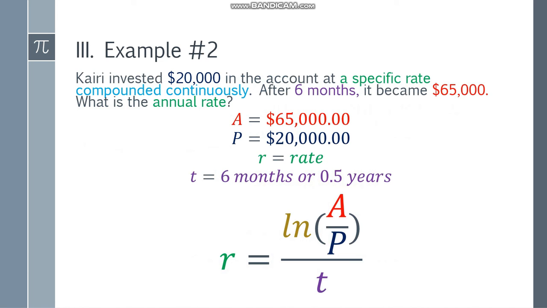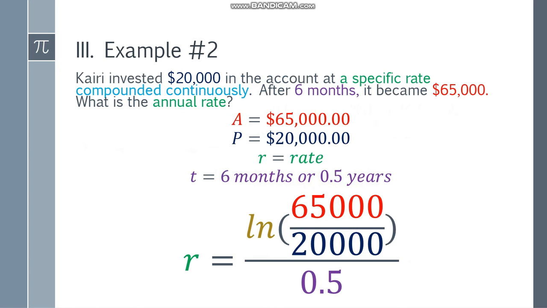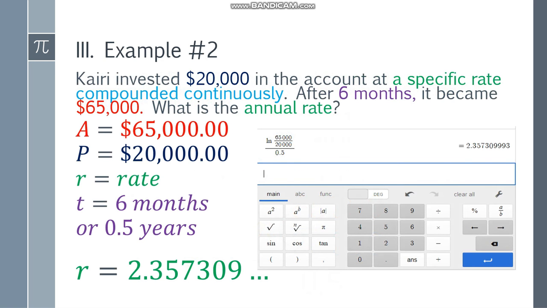Let's place the formula. We have r is equal to ln of the quantity A over P, and divide all of it by t. Substitute the values. We have ln of 65,000 over 20,000 and divide it by 0.5. So these are color coded. Now you can input it in the calculator directly, and you will get an answer of 2.3573 something. Now you have to convert it to percent. So all you have to do is multiply it by 100 and add the percent sign. That is 235.73%. So I'll just get 2 decimal points.